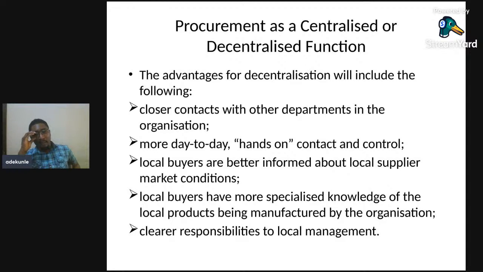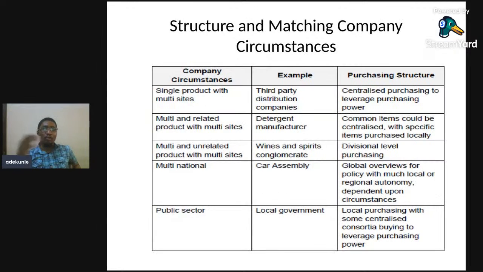Then, of course, because you're buying locally, if you're decentralized, most of the time you get more specialized knowledge on what you're buying, of the product that is being manufactured. And of course, decentralization also has the advantage of clear responsibility for those at the local management level.